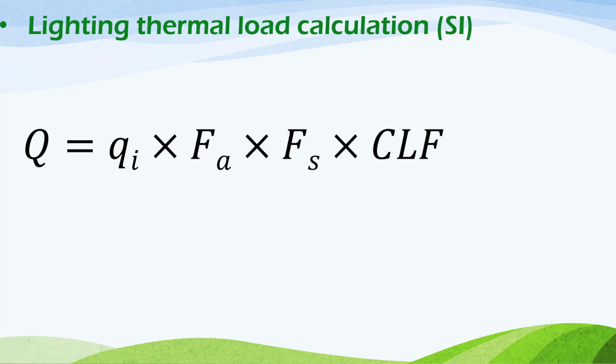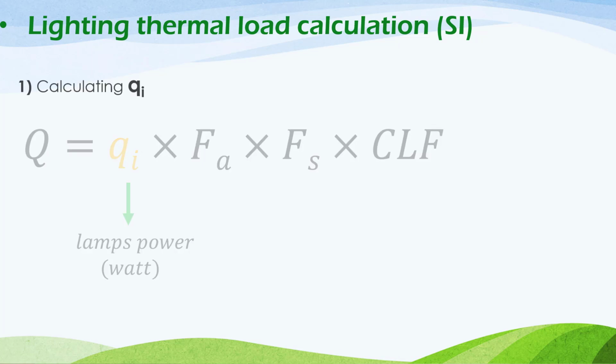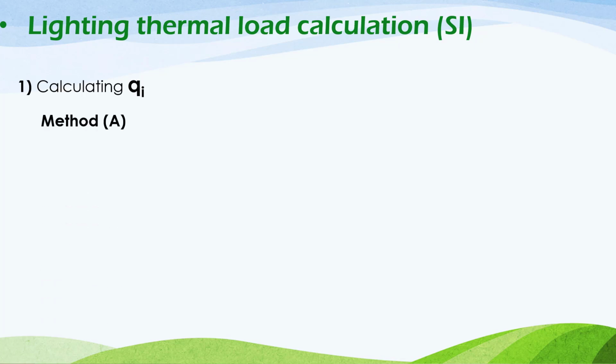So the equation now is the multiplication of those four factors: Q sub I times F sub A times F sub C times the CLF, or the cooling load factor. So let's unpack them step by step. As usual, the final thermal load is calculated in watt. Then Q sub I is the amount of power that the lamp consumes, and it's calculated in watt. So let's see how to calculate the amount of power that the lamp consumes. Here this is done in one of two ways.